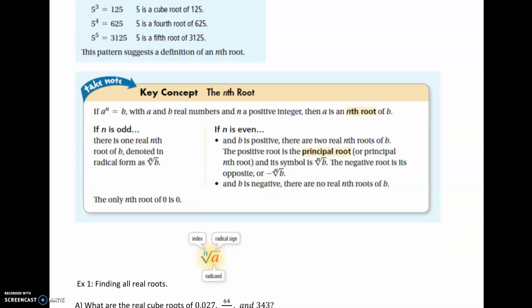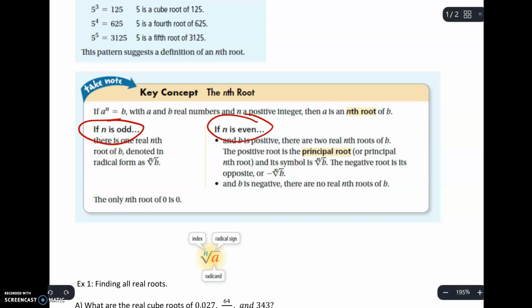For any root of a number, we do see a pattern depending on whether I have an odd or an even root. If I have an odd root, there's only going to be one real nth root. So let's say a third or a fifth or a seventh root, there's only going to be one of those. If I have an even root, we're going to have two possibilities, so two real roots. For example, with a square root, I could take the principal square root and leave that as my positive answer, or I could take the negative of that, and that's going to be my second of my two possibilities.